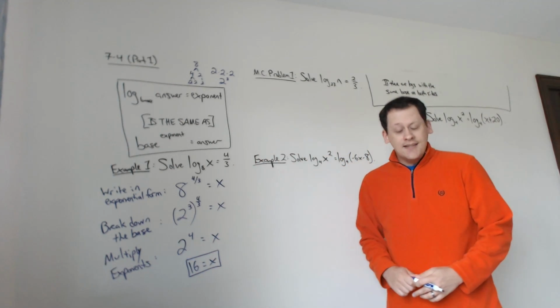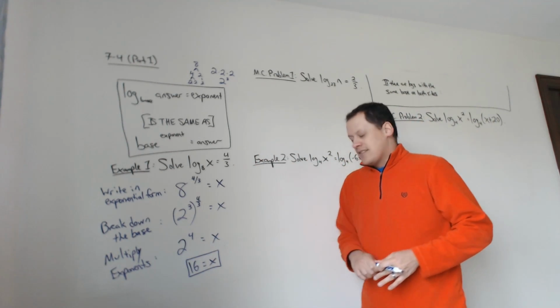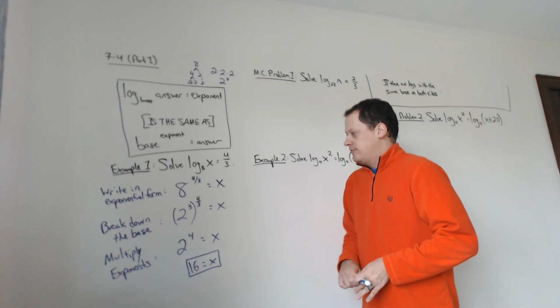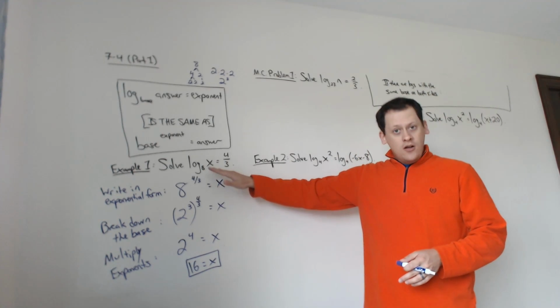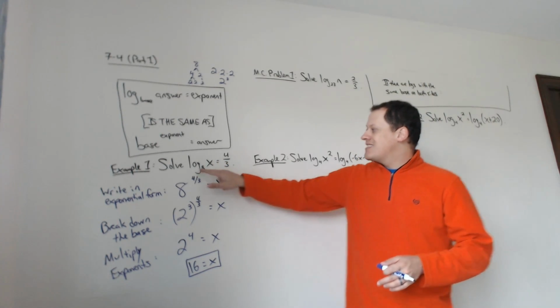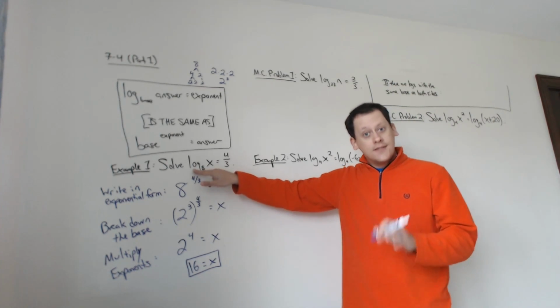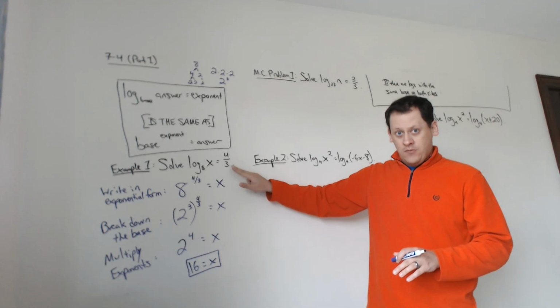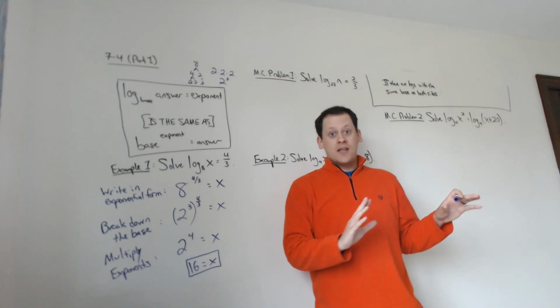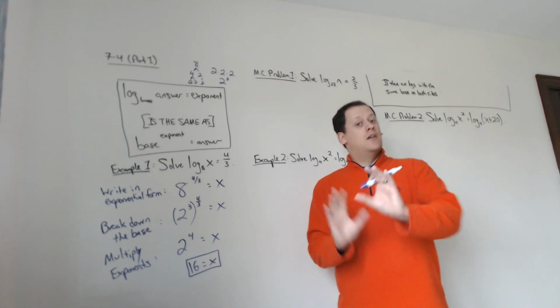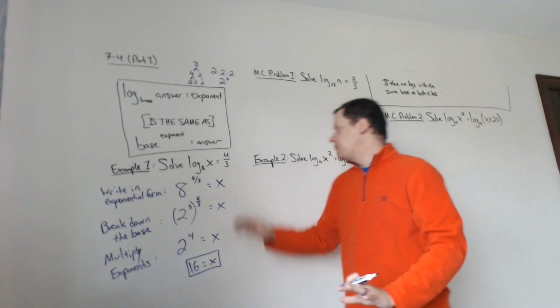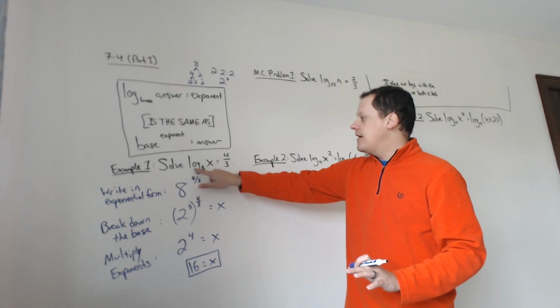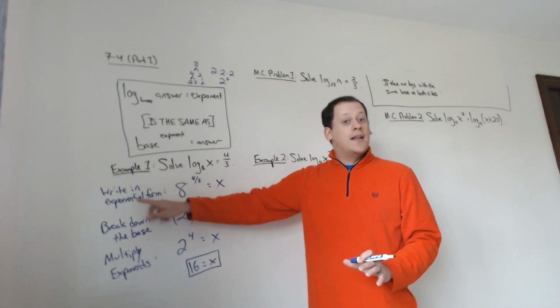So x is 16. And that's our answer. So, in order to solve an equation like this that has a log on one side, notice this side has a log, this one doesn't. We're going to get to examples later where there are logs on both sides. We'll deal with those a little differently. But if you've got a log on one side, your first step is to write it in exponential form.